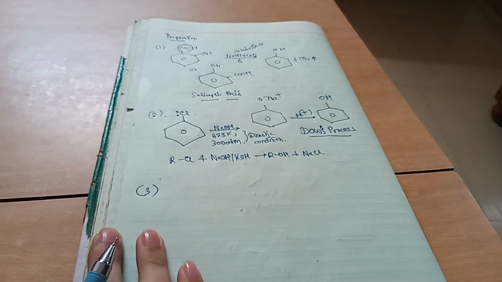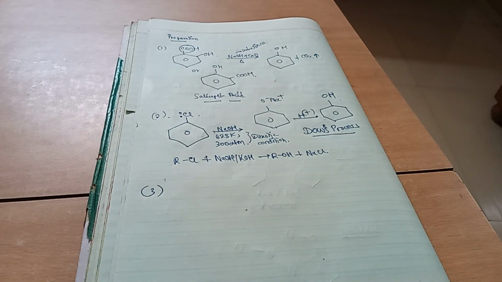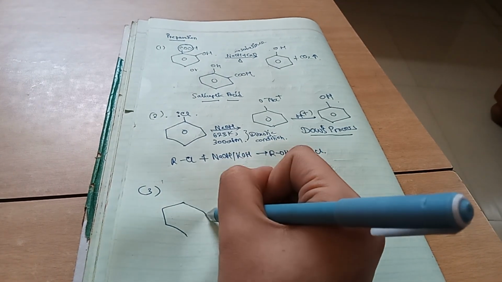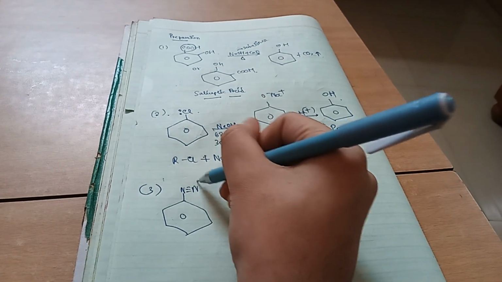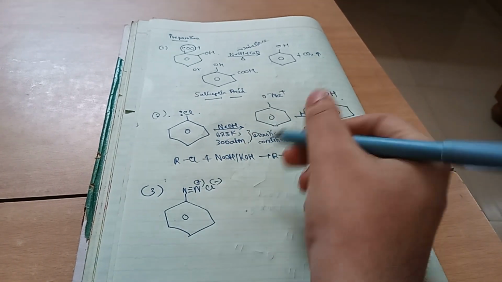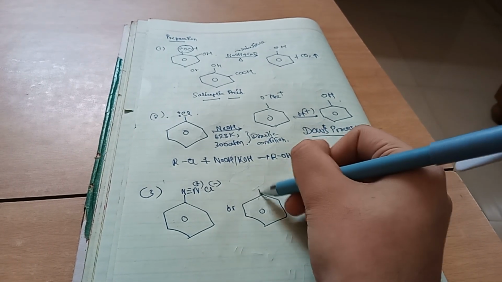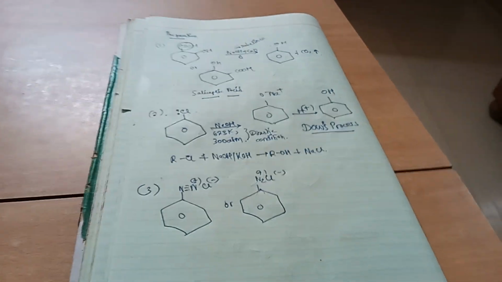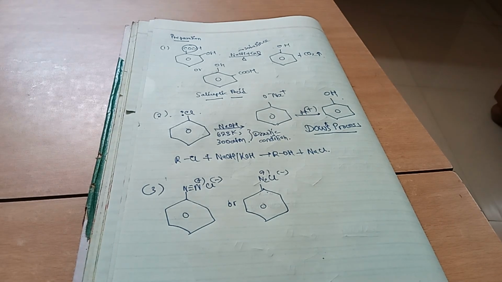We move on to the third method of preparation, and that is from benzene diazonium chloride. So we all know the structure of benzene diazonium chloride: N triple bond N+ Cl-, or we can write it like this, N2+Cl-. So let's see how benzene diazonium chloride is prepared first, and then we will show how it can be converted to phenol.